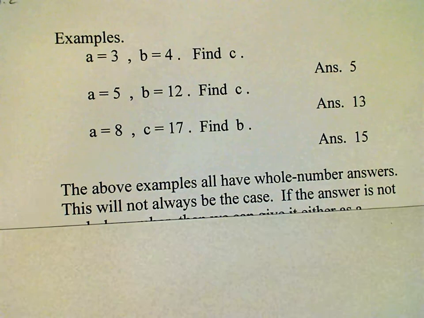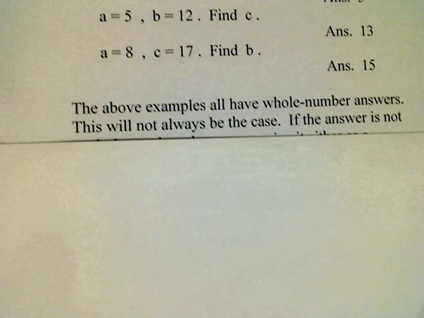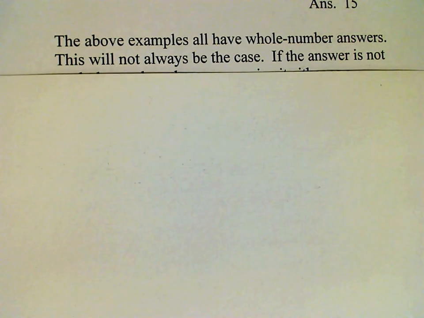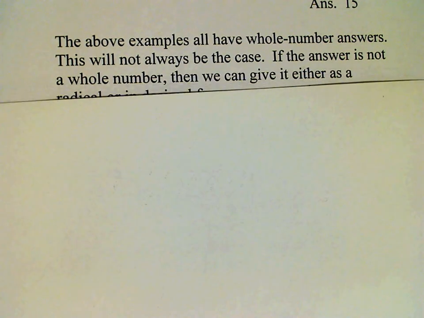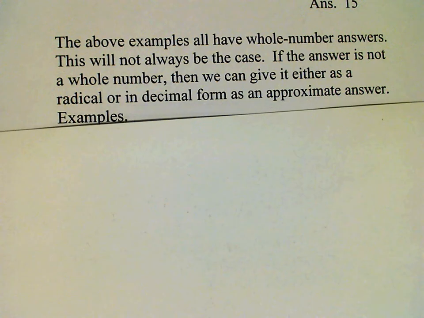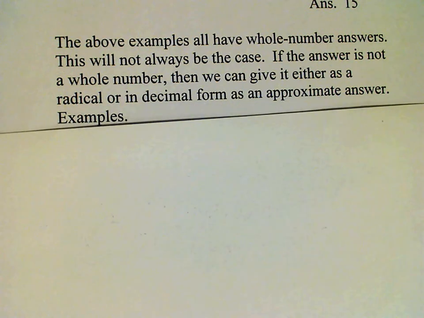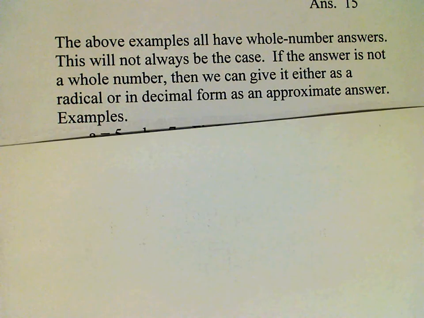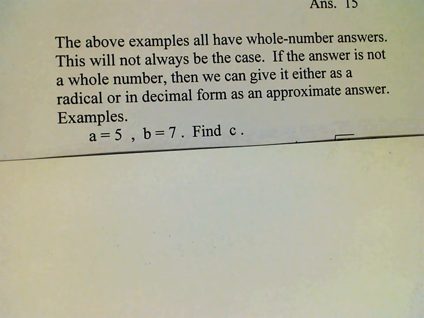Now, in all of these examples, the answer turned out to be a whole number. But of course, that will not always be the case. There will be many times when you apply the Pythagorean theorem, the answer is not a whole number. And in this case, then we can either give our answer as a radical, or we can give a decimal approximation.